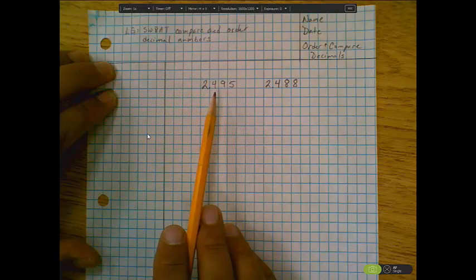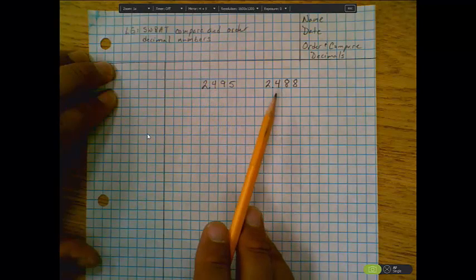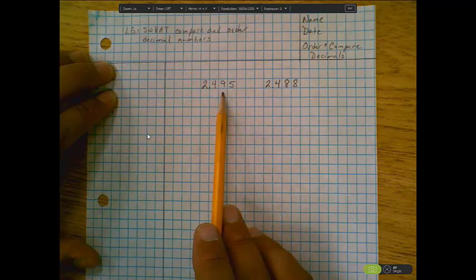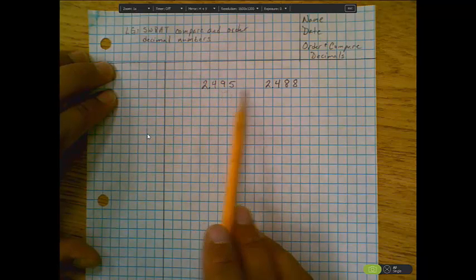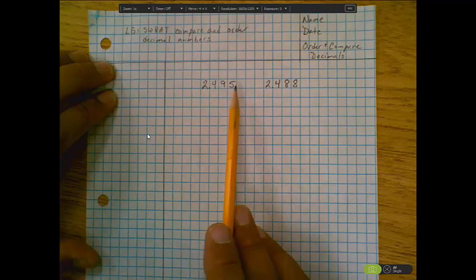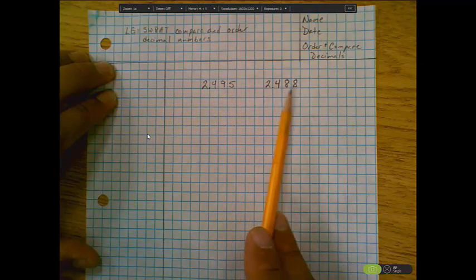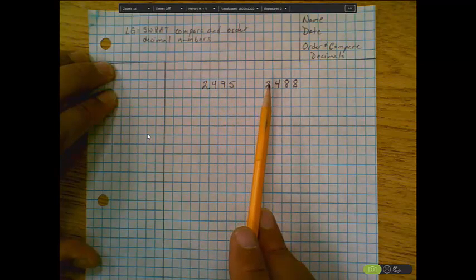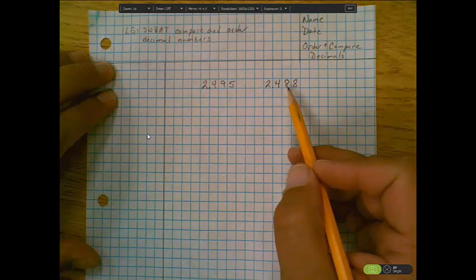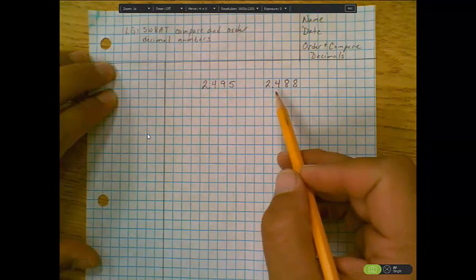We look at this one, it says 4 and 4. They're the same, so we're going to move to the next value to the right. We look at 9 and 8. Since 9 is larger than 8, then this whole number here is going to be larger than this number here. And we're going to use the greater than symbol to represent that. And we know that the greater than or less than symbol always points to the smaller number.